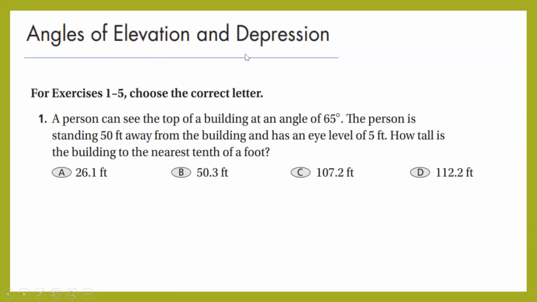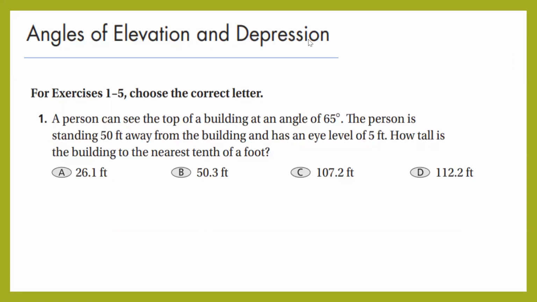Now, angle of elevation and angle of depression. Here it says exercise 1 and 5, choose the correct letter. A person can see the top of a building at an angle of 65. The person is standing 50 feet away from the building and has eye level 5 feet. How tall is the building to the nearest tenth of a foot? So here is the question.